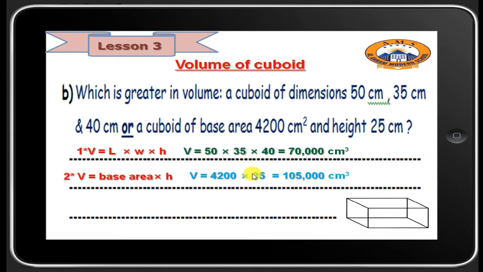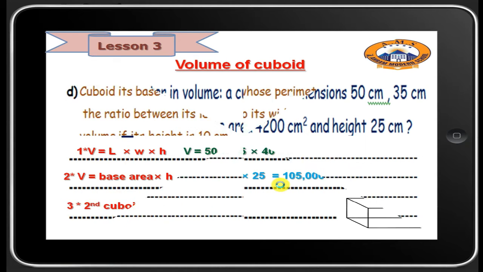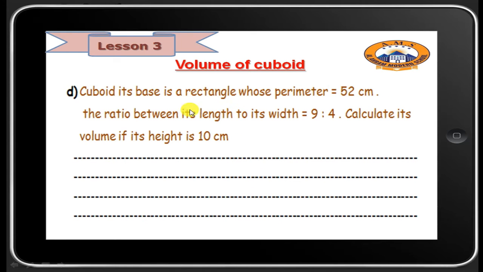Okay, my dear student, in the exam you get the first volume and the second volume, and you forget to write which is greater. So we need to write a third answer, that the second cuboid is greater in volume than the first cuboid.